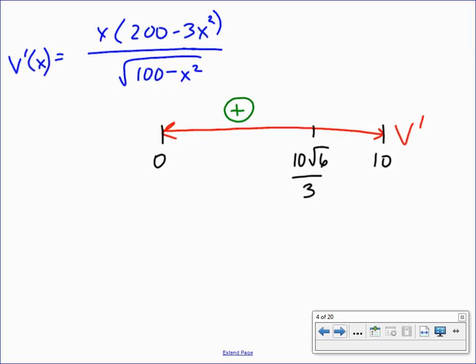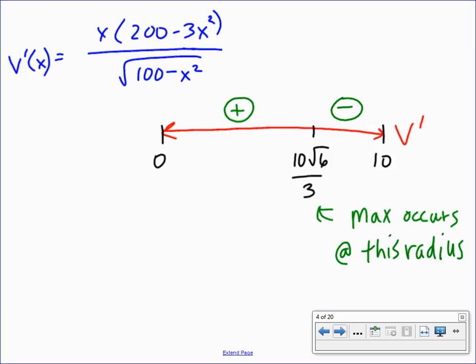Okay. Ready? 9. 9 squared 81, 80 times 3 is 240. There we go. 200 minus 240 is negative. So I get positive times negative over positive, which is overall a single negative. Yay! We've got a sign change, which means that a maximum occurs here when the radius is this. So max occurs at this radius.